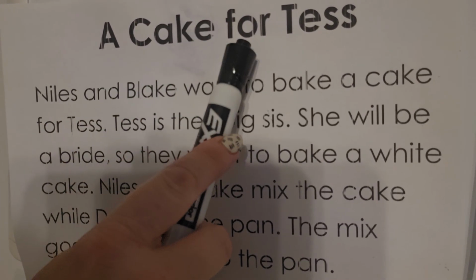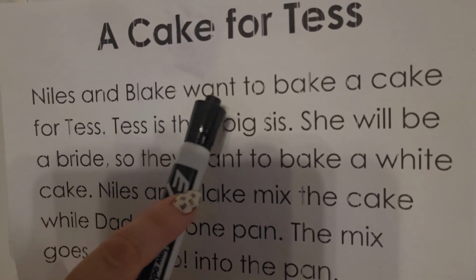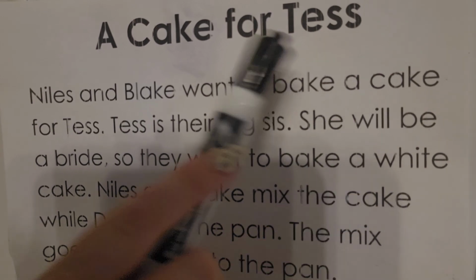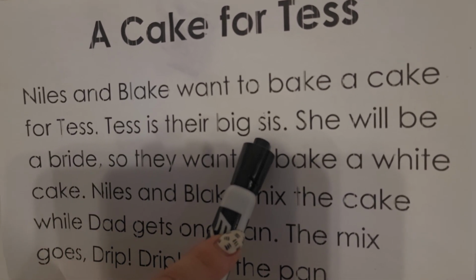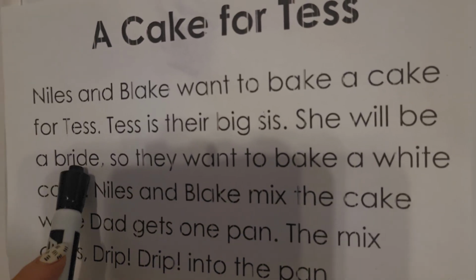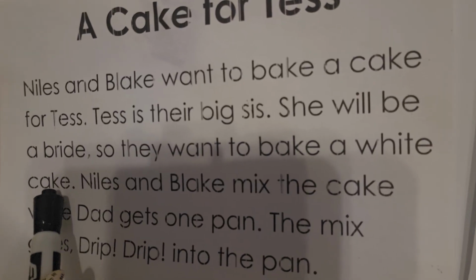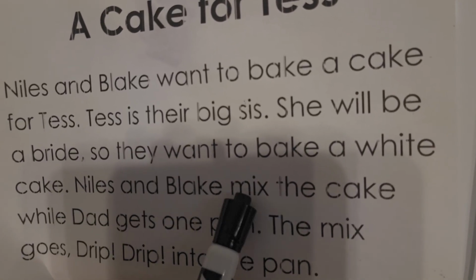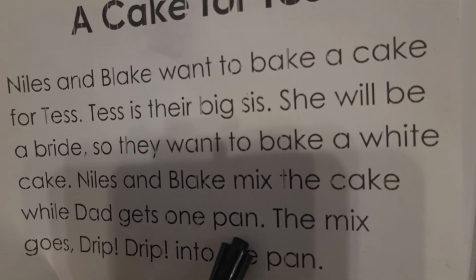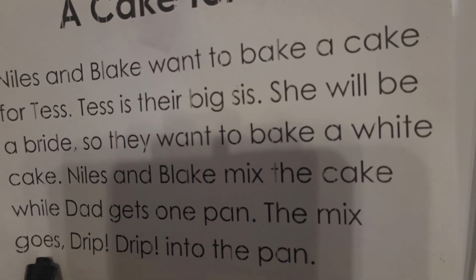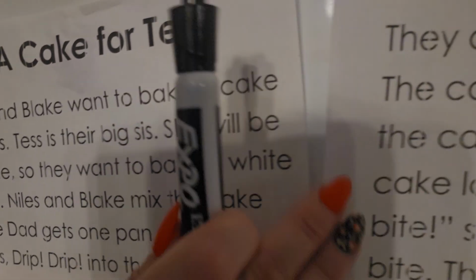A cake for Tess. Niles and Blake want to bake a cake for Tess. Tess is their big sis. She will be a bride, so they want to bake a white cake. Niles and Blake mix the cake while Dad gets 1 pan. The mix goes drip, drip into the pan.